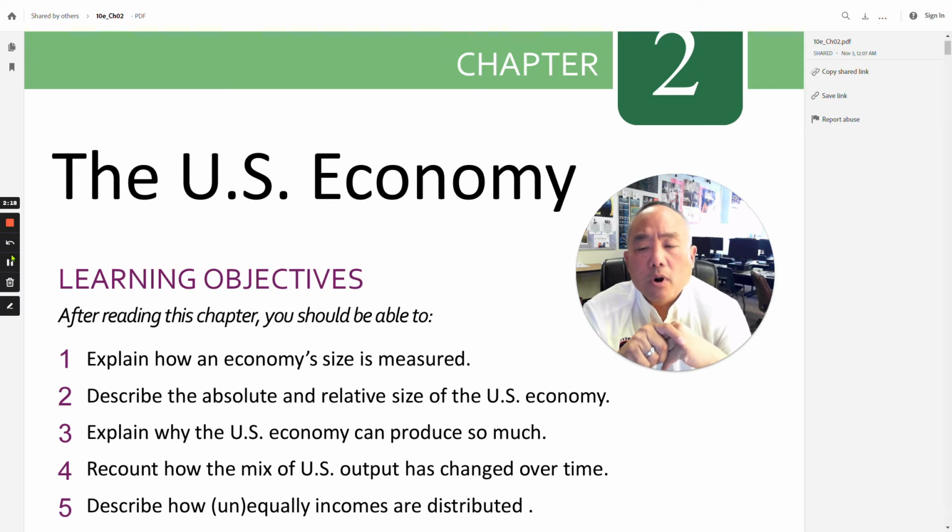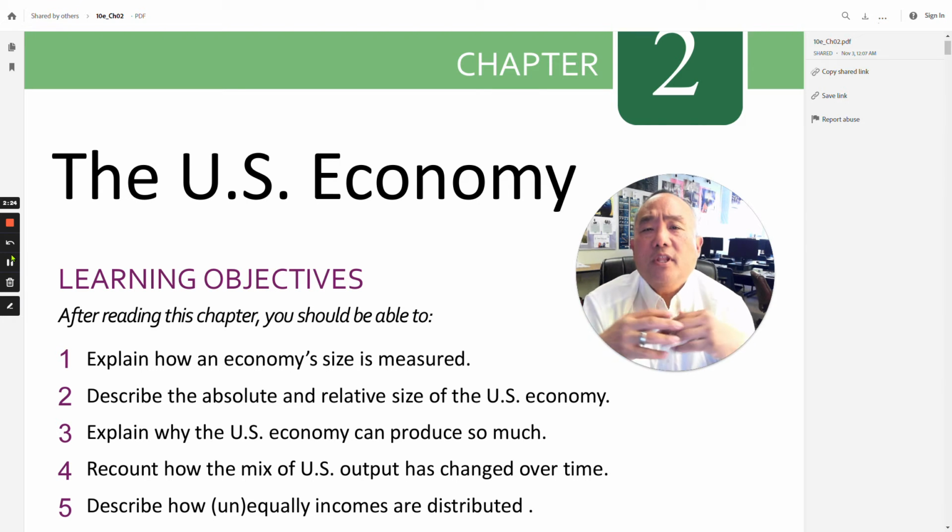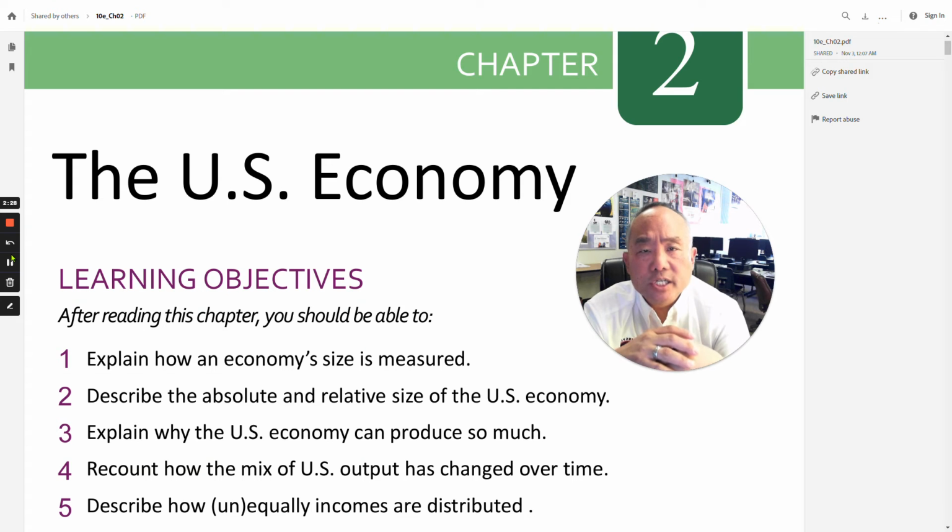Number 4, recount how the mix of U.S. output has changed over time. Well, over the last 150 years, we have seen a clear shift in the U.S. economy. We were once very much a farming and manufacturing economy. Today, we are a services and manufacturing economy. So the U.S. economy has shifted more towards services.